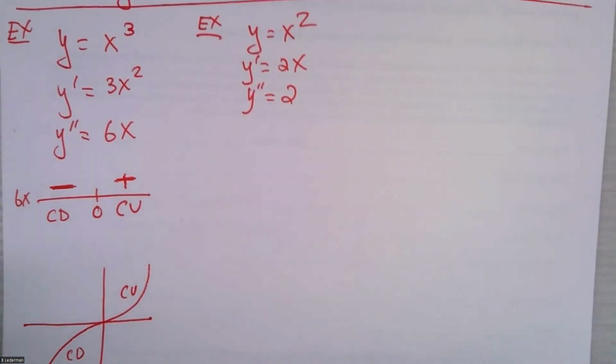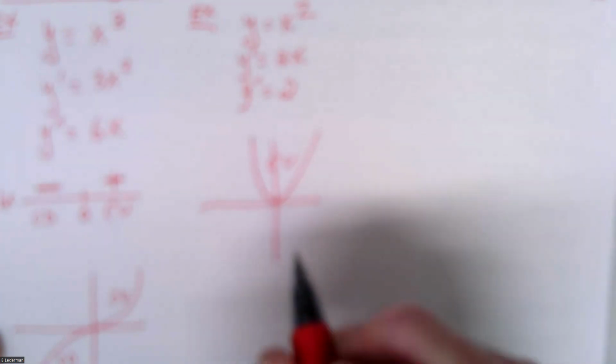The entire domain of this function is going to be concave up, and that makes a lot of sense because we all know that the graph of this function is a parabola, and the graph is like that. And it's concave up the whole way.